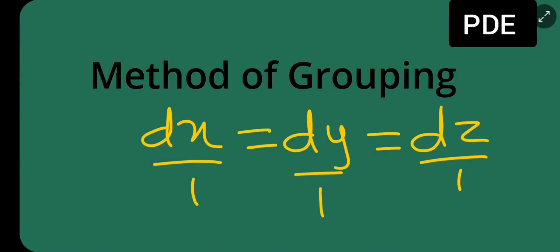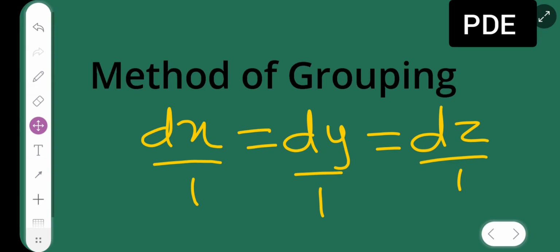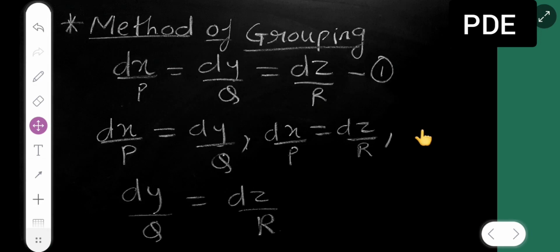In today's lecture of PDE, I will be doing the method of grouping: dx upon 1 is equal to dy upon 1 is equal to dz upon 1. This is a very simple problem that I have taken, but before that you all have to note this.